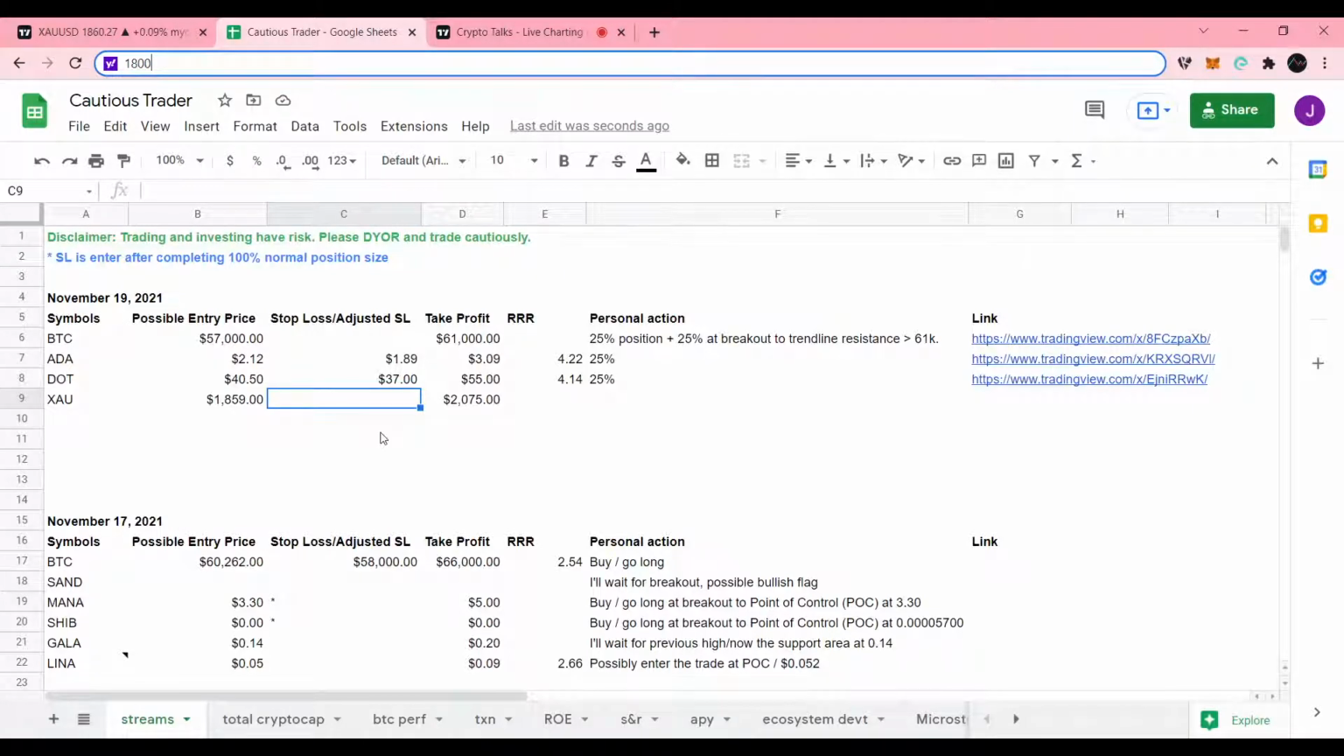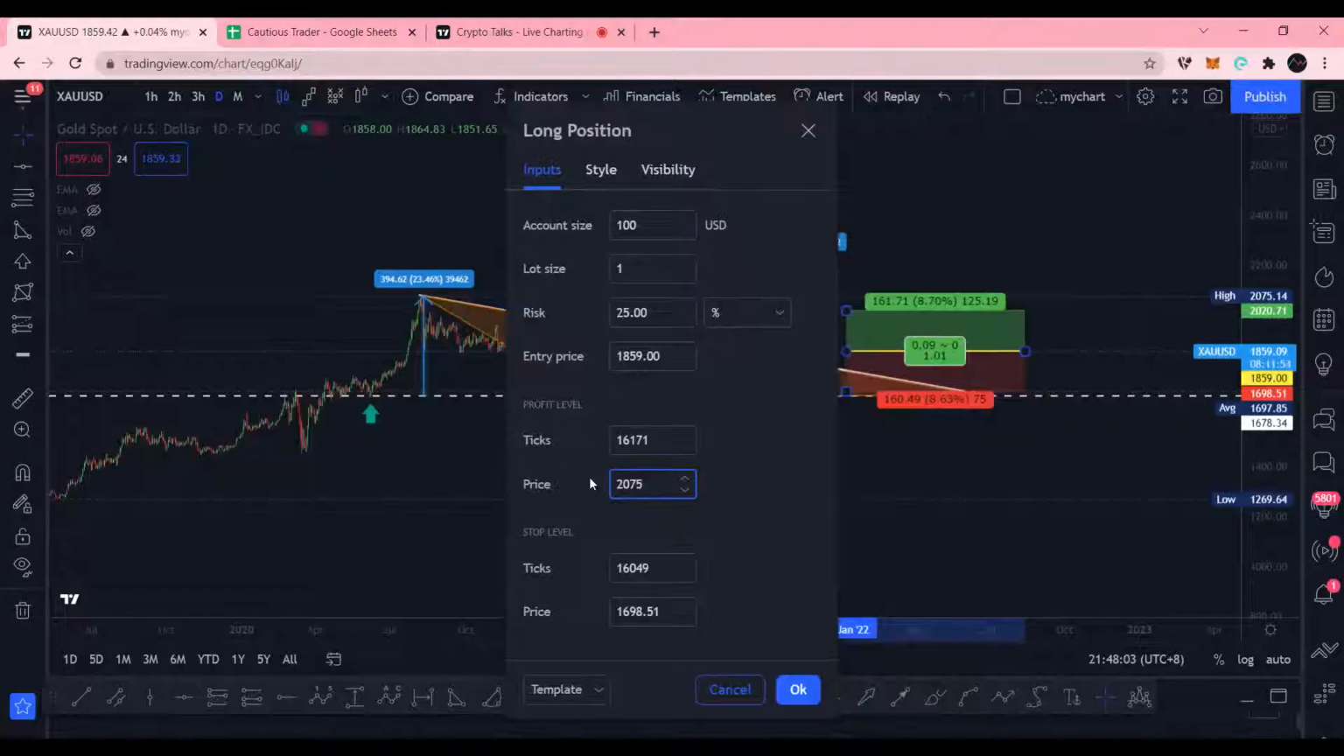Pag mabagal yung internet, hindi ako masyadong nag-trade. Kasi sumasakit yung ulo ko.